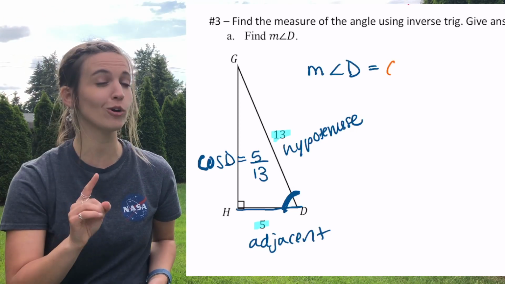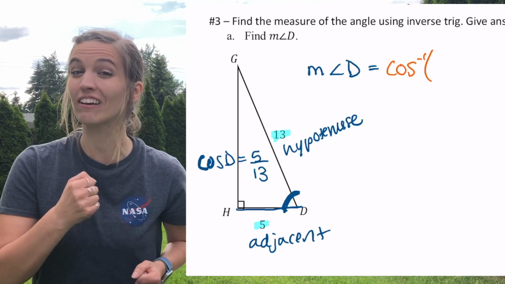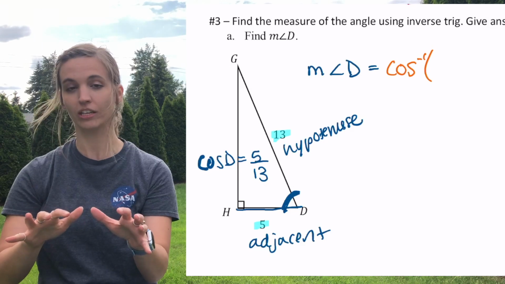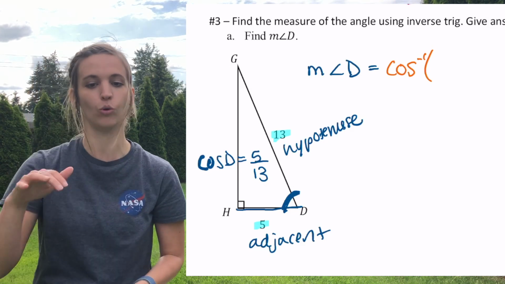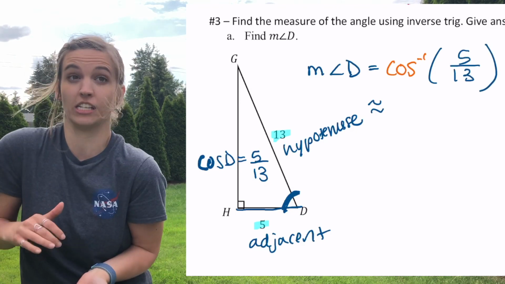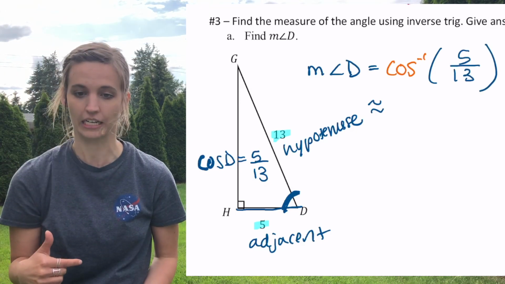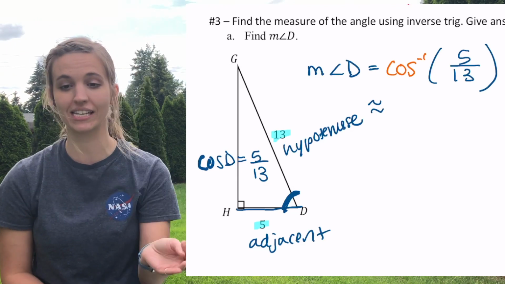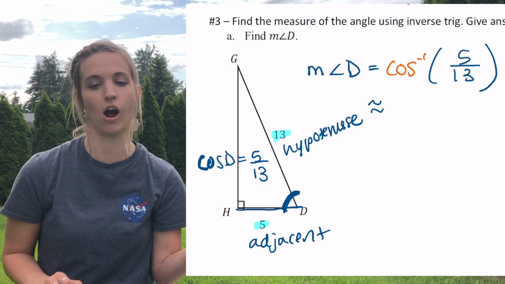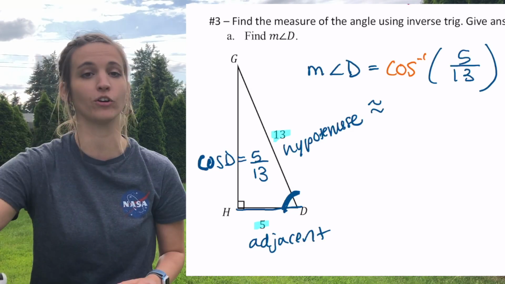If I use arccosine here, because remember, arccosine gives me an angle, I could find my missing angle. So the measurement of angle D would be equal to arccosine of adjacent over hypotenuse, so 5 over 13. It says to give my answer in degrees, to the nearest degree. So I want to know what arccosine of 5 over 13 is, so I'm going to grab my calculator.